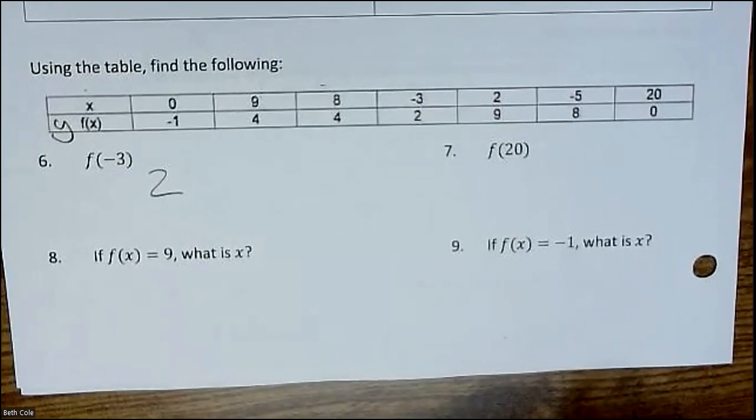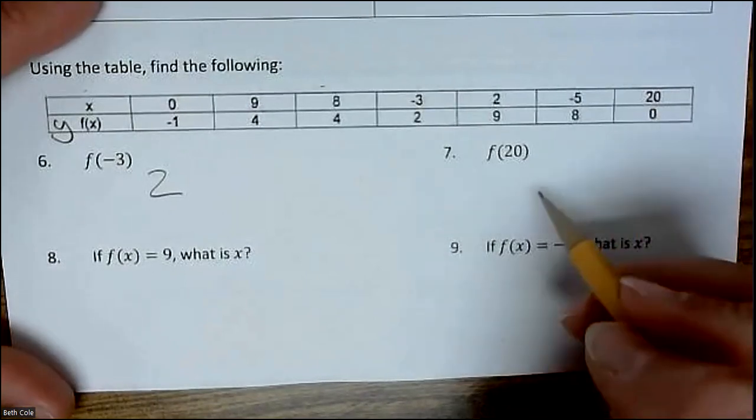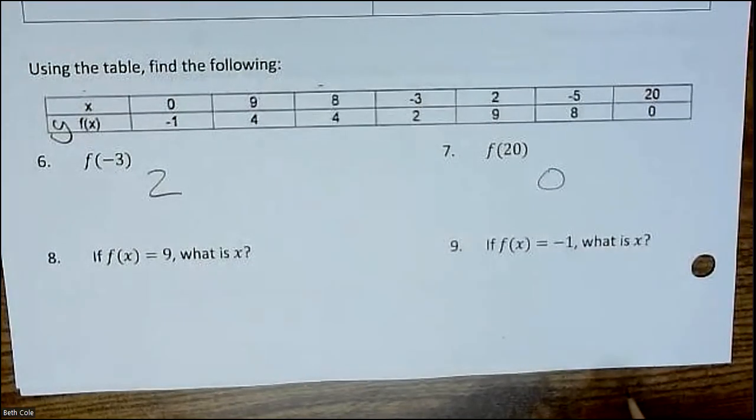But people mess it up because they don't know how to read a table and they don't listen to me. So you have to pay attention. Again, it's not intelligence, it's organization. Yes. 7. Would that be 0 or? Good. So f of 20, you find 20 for x and your answer is 0. Good job.